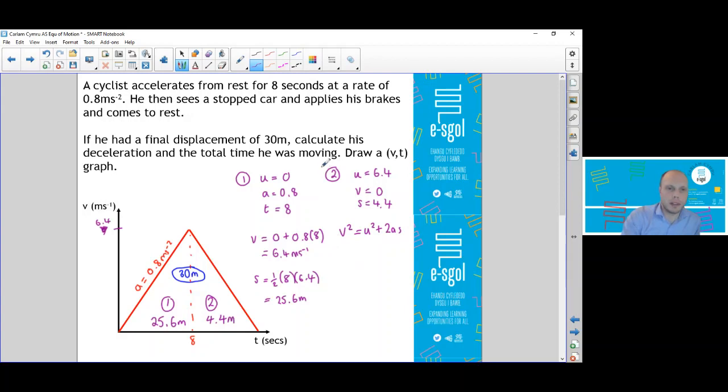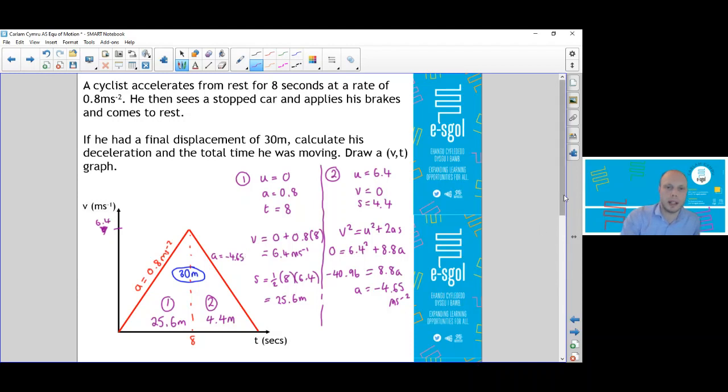V is 0. We need to divide this down here so it doesn't get too messy. So we've got 0 equals 6.4 squared. We don't know what A is, but we do know S is 4.4, so that's 8.8A. Okay, so 6.4 squared, and then bring it over to the left-hand side is minus 40.96. Now don't panic, because we are decelerating, so I am expecting a negative answer. 8.8A divided through by 8.8 gets you minus 4.65, exactly as I expected. A negative, it's a deceleration. So A is minus 4.65.